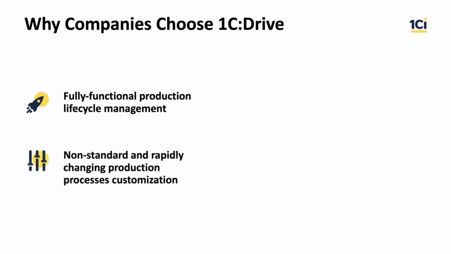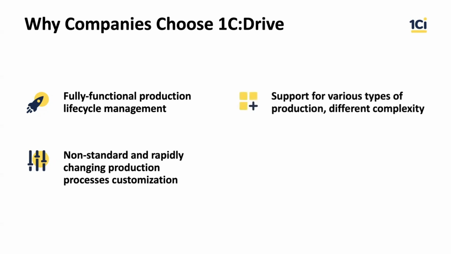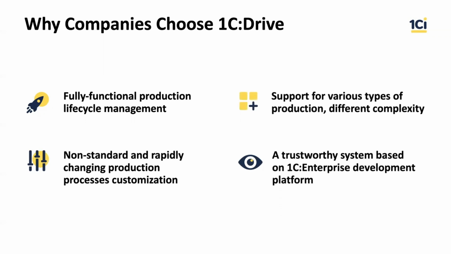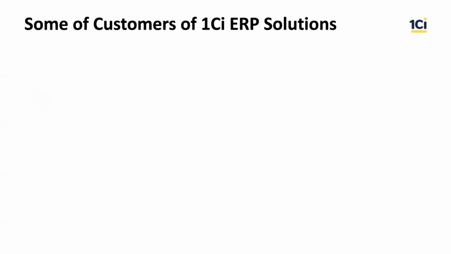At the same time, OneSeaDrive is very flexible and can support various types of production, from make-to-order to custom and even mass production processes. Customers can easily adapt the ERP system to their unique processes, or if their processes change. Based on the powerful Once Enterprise development platform, OneSeaDrive provides globally proven ERP technologies for small and medium-sized companies. OneSea ERP solutions are used by millions of users worldwide.